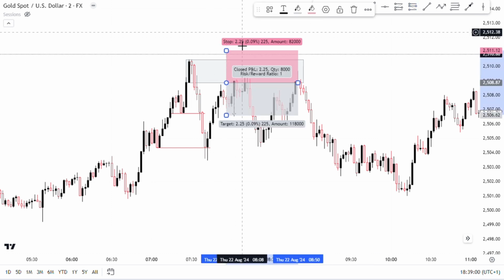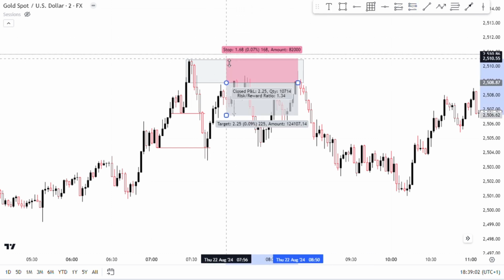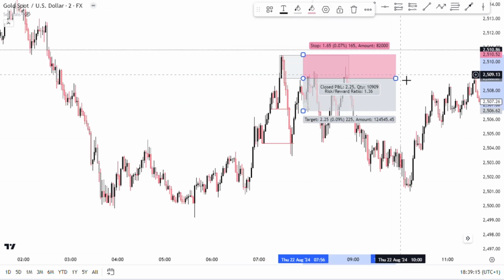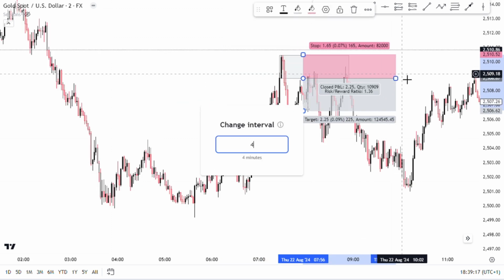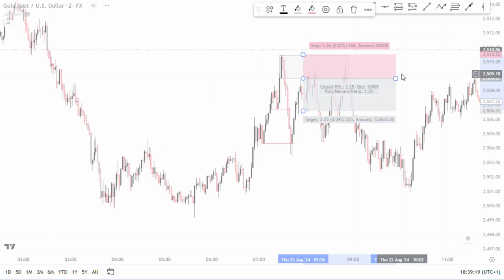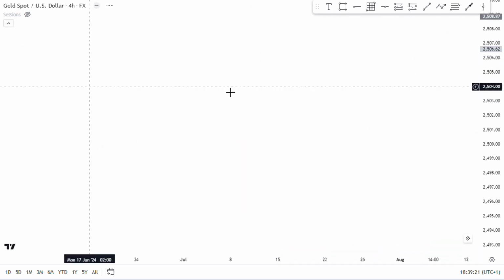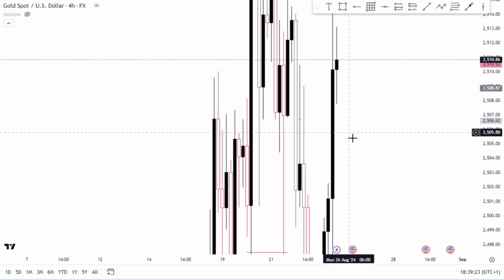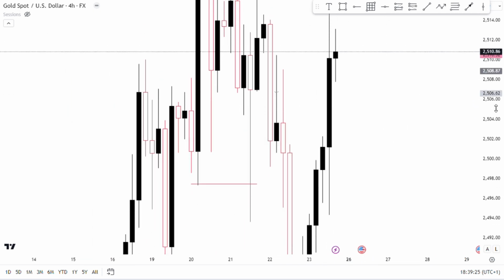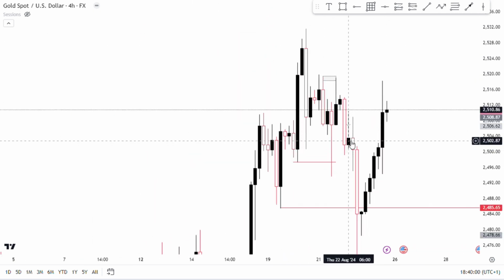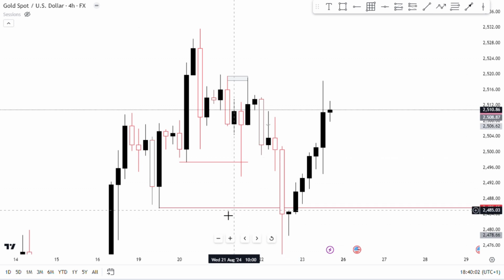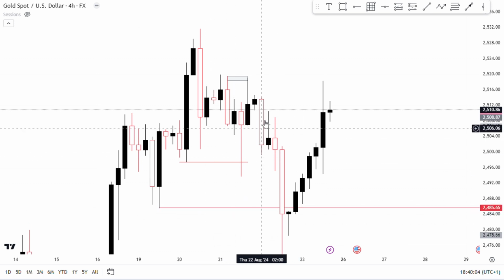Okay, you set your entry, and then you set your stop loss above here. So we set our take profits using the 4-hour time frame. Let's check our 4-hour time frame. So on the 4-hour time frame right now, we can see our trade. This is where we want to set our take profit.